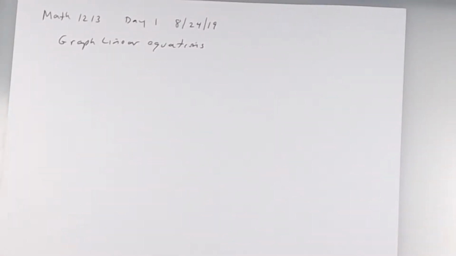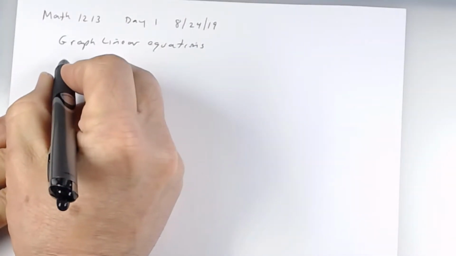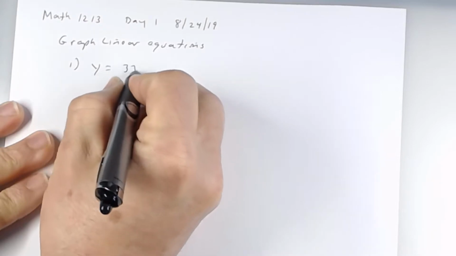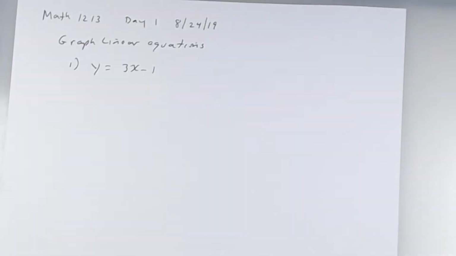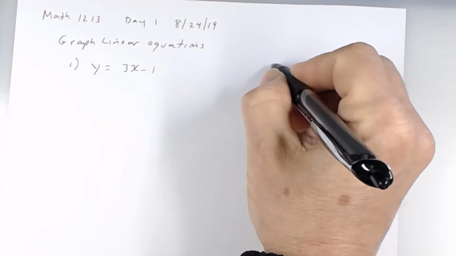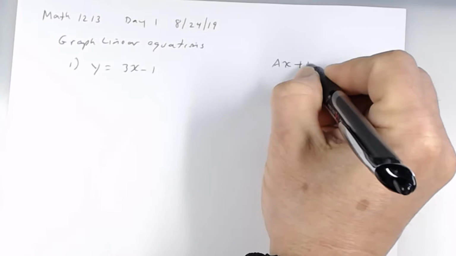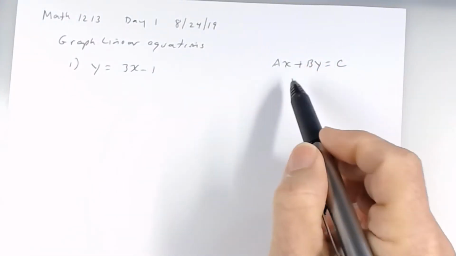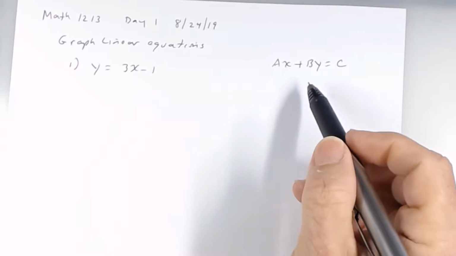Okay, so number one, let's suppose we had this linear equation: y equals 3x minus 1. Now remember, we're dealing with linear equations. What makes it linear is the fact that I can write it in the form ax plus by equals c. So all linear equations can be written in this form.